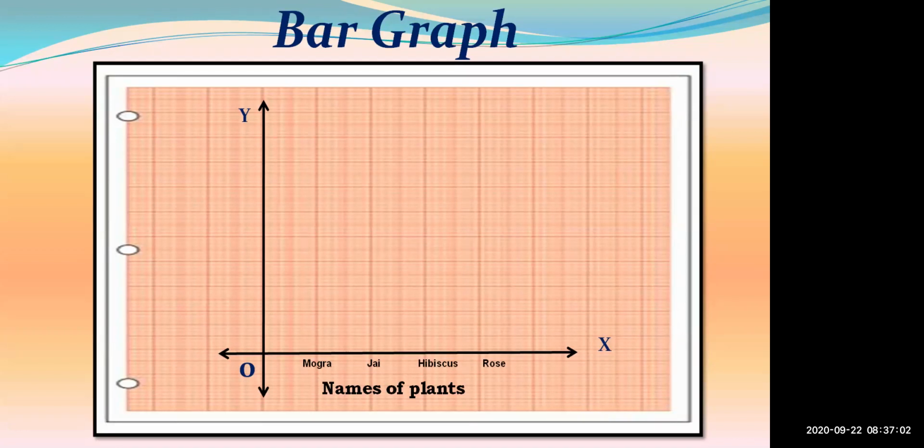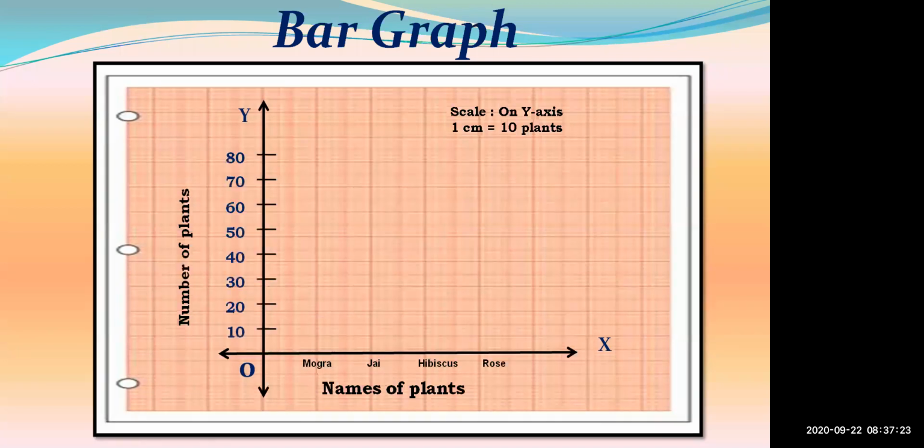Now after this, what is our next step? First we will take the scale on the y-axis. So what is our scale here? 1 centimeter is equal to 10 plants. So this you have to show on the y-axis. We will write the number of plants here and take the scale 1 centimeter is equal to 10 plants. Like this we have to take 10, 20, 30, 40, 50, meaning 1 centimeter for 10 plants. After that, what do you have to do?